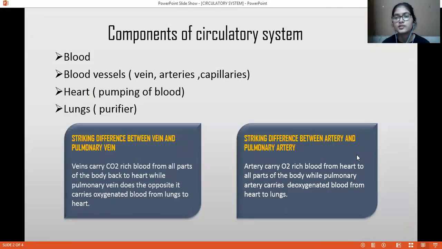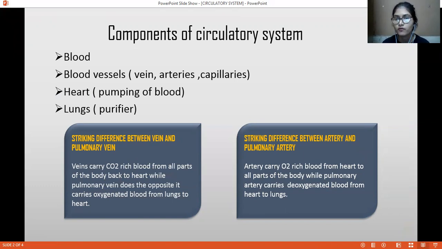So what are the components of the circulatory system? As you can see, the circulatory system consists of blood vessels, which include veins, arteries, capillaries, the heart, which is responsible for the pumping of blood, and lungs, which act as a purifier.